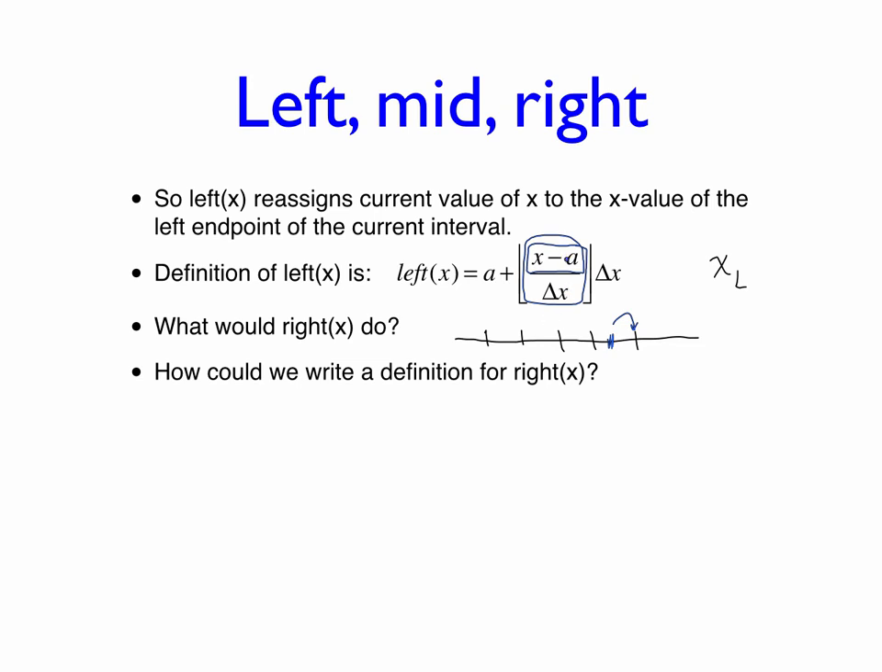Good question. So let's revisit. x minus a is the total distance between the current value and the initial value. Delta x is the size of the intervals. What was the meaning of the quotient?